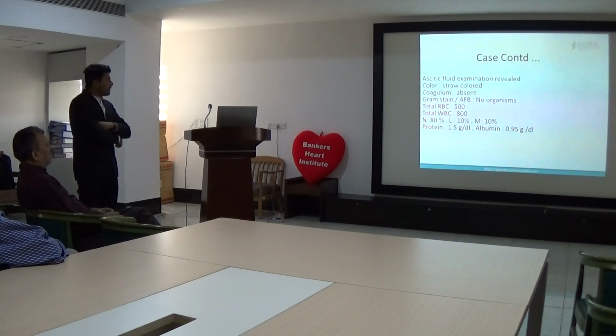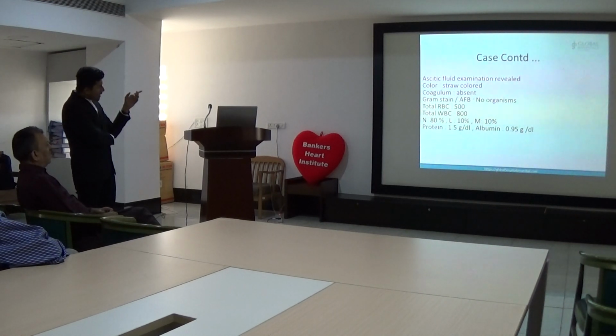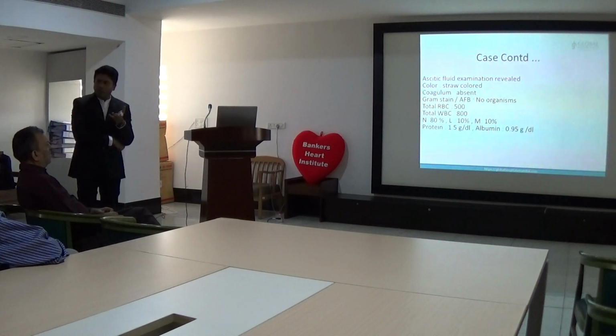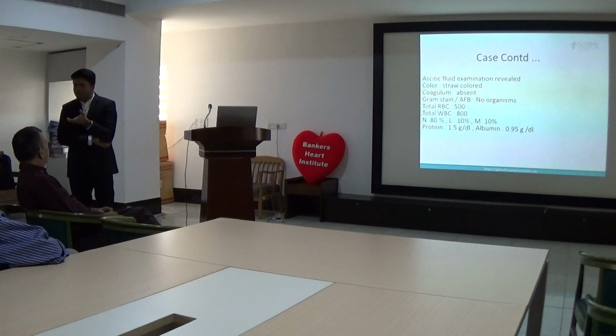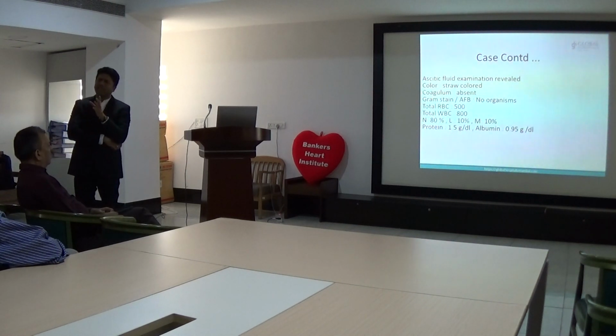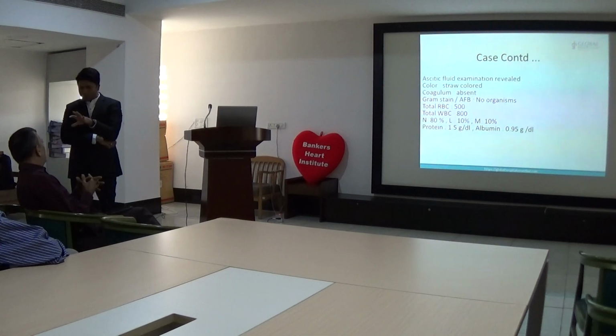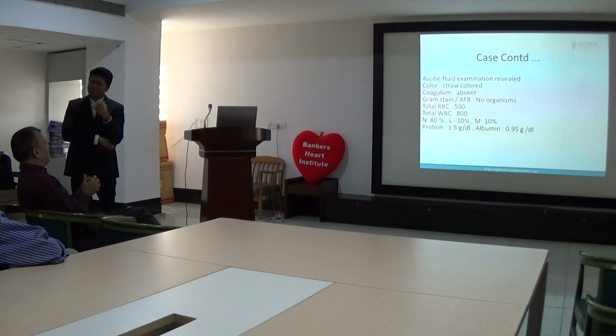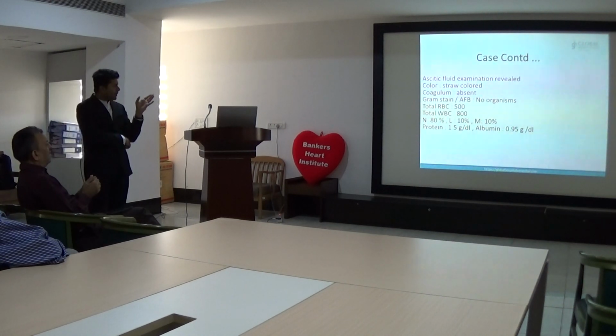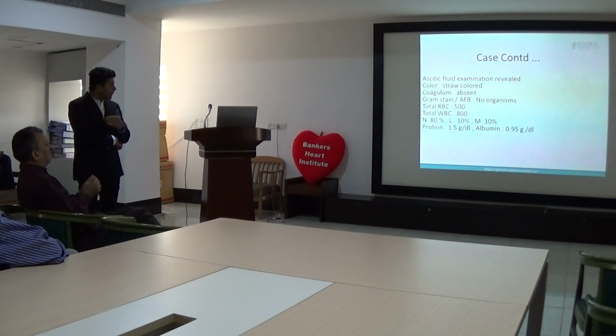Now we have the ascitic fluid report. The fluid was straw colored. There was no coagulum. Gram stain and AFB stain are usually done routinely, but they have low sensitivity because you need at least 10,000 organisms for the stains to turn positive. Many times the ascitic fluid may have just 1 or 2 organisms, so the stains may not always come positive. The sensitivity and specificity for gram stain is very low, but it is done routinely.